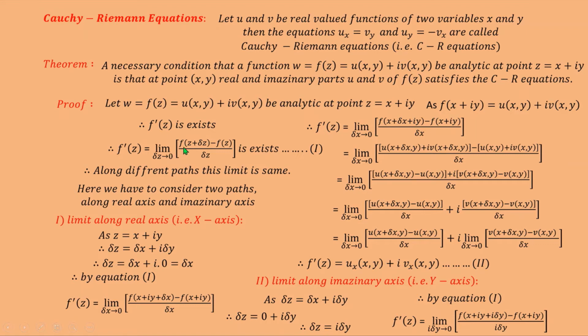Now put this in equation number 1, and so we get f dash z is equal to limit i delta y tends to 0, f of x plus iy plus i delta y minus f of x plus iy upon i delta y. Transfer this i to this side, and so we get limit delta y tends to 0, f of x plus i into the bracket y plus delta y, collect their imaginary parts, minus f of x plus iy upon delta y.